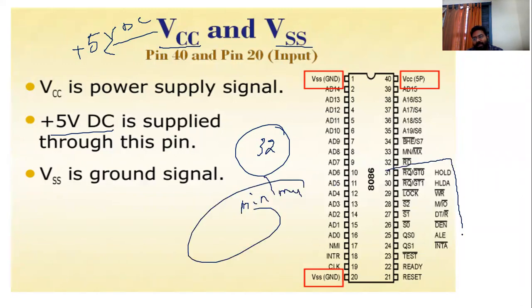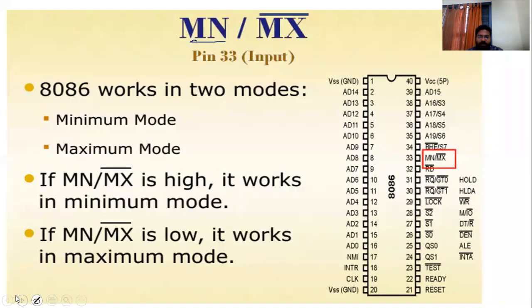But these 8 pins are different for maximum mode and minimum mode. Now we are going to discuss that one. How does the microprocessor convert from one state to another, minimum state to maximum state, or maximum state to minimum state? For that purpose we are using this MN/MX bar pin. If it is equal to 1, it will work as a minimum mode. If it is equal to 0, it will work as a maximum mode.